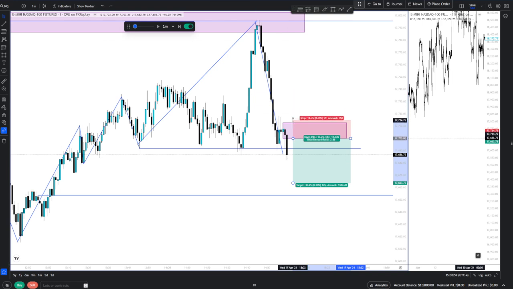I just wouldn't want to see it close back over that responsible. Because if we close back over that responsible, you could almost reverse position and expect to retrace back up to that 1 minute order block. But that's for a different day. We're reversing position. But see if we get a tap in.